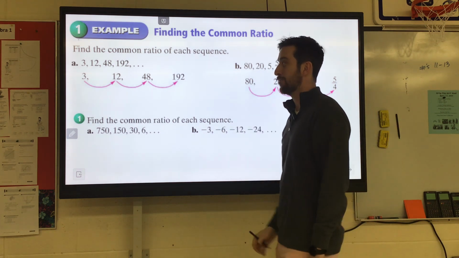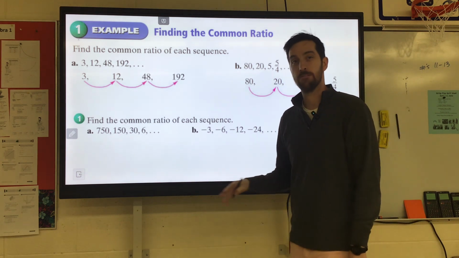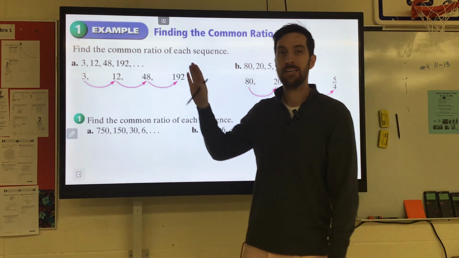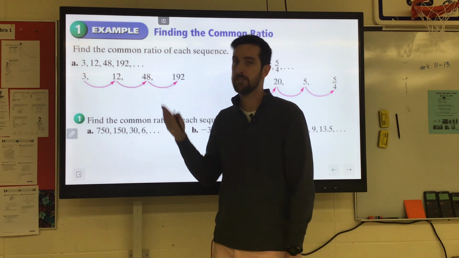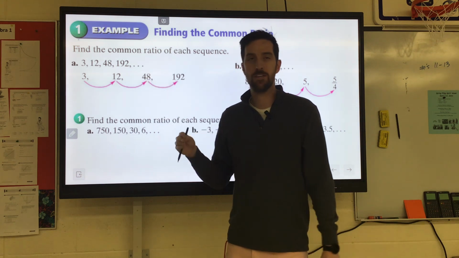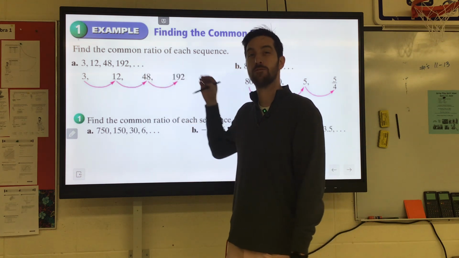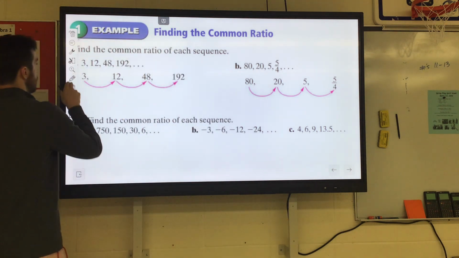So if you look at this first example, 3, 12, 48, 192, that one might jump out at you. What are you multiplying by as you go down the line here in this pattern? From 3 to 12, you might be like, hey, that's times 4. And is 12 times 4 48? Yeah, it is. 48 times 4, 192? Yes, it is. So that would be the common ratio.